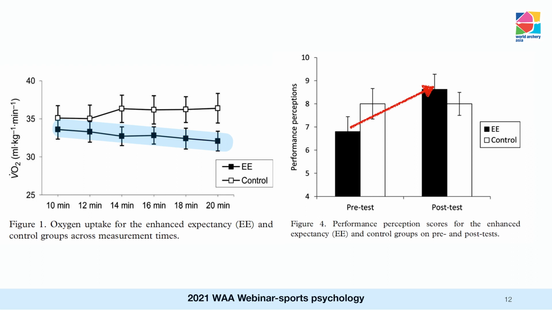And about their perception of their performance, the control group were not different between pre and post test, but the enhanced efficiency group showed a significant increase after the test, meaning after the measurement, after being told of the fabricated comments, they become even more convinced of their performance, which is a positive psychological effect.